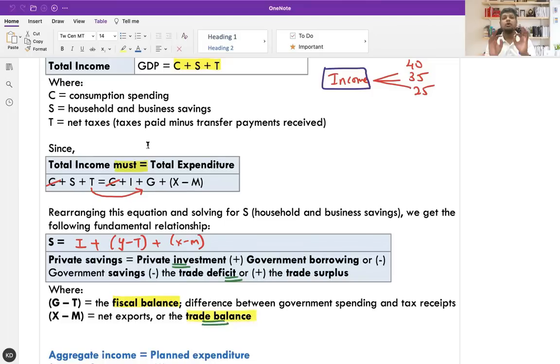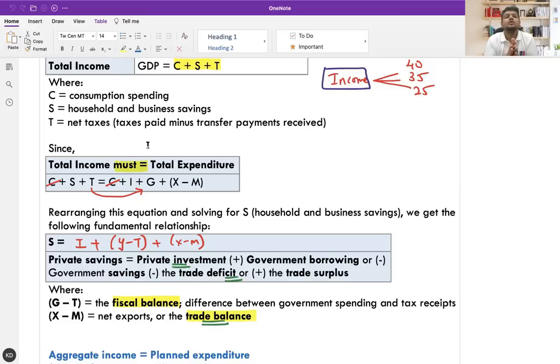Very important. What does it conclude? It concludes that what you and I save is equivalent to investments in the economy, plus the government's budget and our international trade. Three things: government budget, the fiscal balance, international trade, X minus M, and the investments. This is where your savings is basically going. Is that clear?